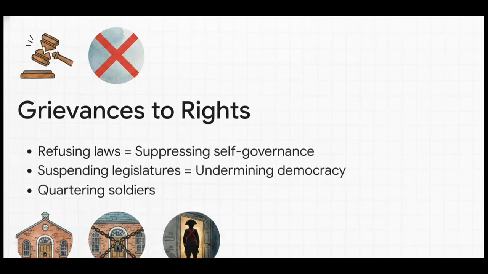When we look at the Declaration of Independence, the colonists' specific grievances against King George III were actually a blueprint. When they complained about him refusing assent to laws, they were protesting the suppression of self-governance. When they called out the suspending of legislatures, they were defending representative democracy. And protesting the quartering of soldiers, that was laying the groundwork for protecting property and privacy rights. These grievances directly translated into the constitutional rights we hold dear today.